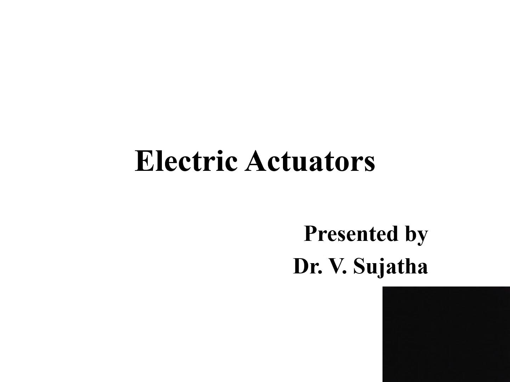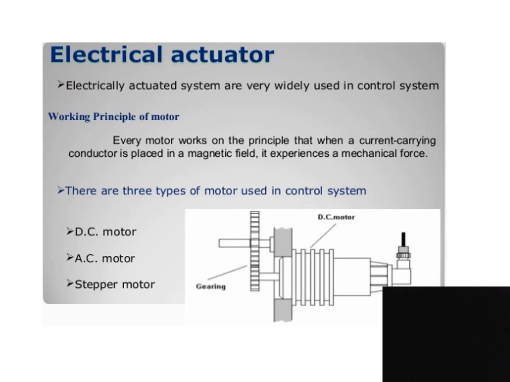Okay, so it is one of the final control elements where you are going to use an electric signal as an actuator. So the first one is the electric actuator. The electric actuator is widely used in most control systems. The best one is a motor.